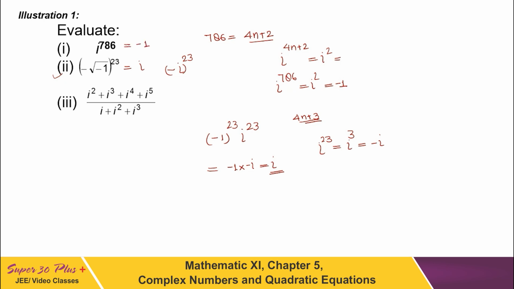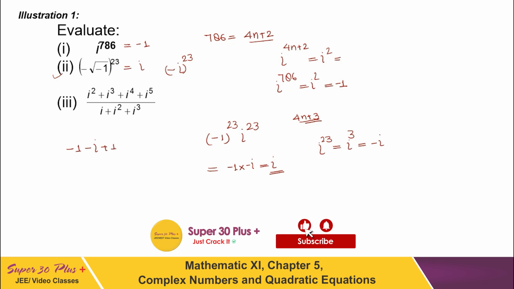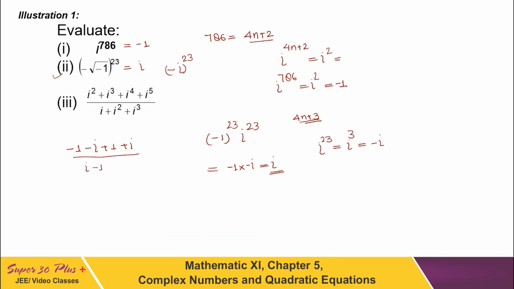And here, as we know, iota square is minus 1, iota cube is minus iota, iota to power 4 is 1, and iota to power 5 is iota upon 1. Iota square is minus 1 and iota cube is minus iota. Now we are going to solve it. Minus 1 and plus 1 cancel out, and minus iota and plus iota also cancel out. It is 0 upon minus 1. That's why the answer is 0. Means simplest form of this expression is 0.